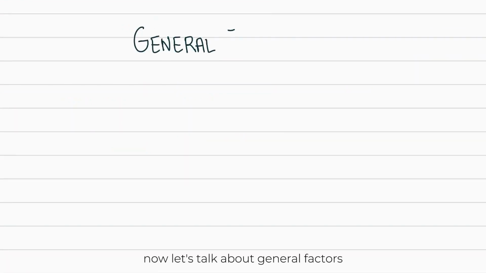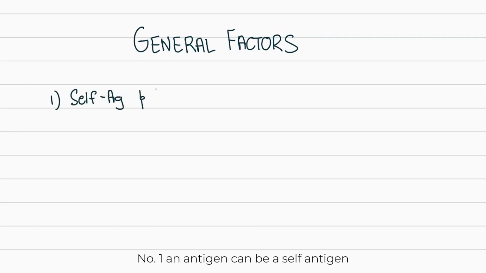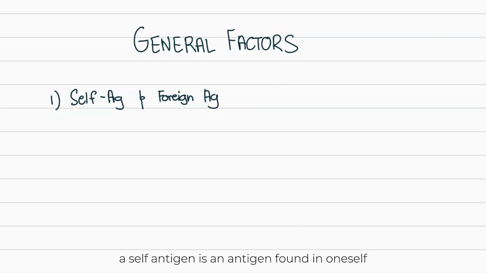Now let's talk about general factors or properties of antigens. Number 1, an antigen can be a self-antigen or foreign or non-self antigen. A self-antigen is an antigen found in oneself, whereas a foreign antigen is an antigen found in the environment that made its way inside the body.